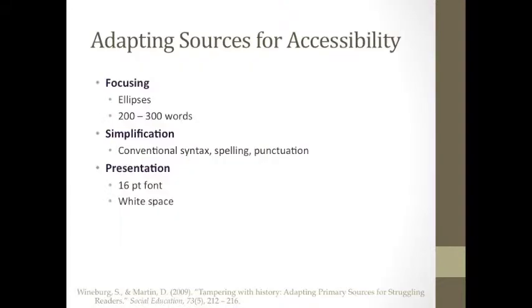So you want to think about how you might adapt a primary source if you're using it for a close read and for informationals as an informational text. Things that you might think about when adapting sources is to focus the attention, creating small chunks. So using ellipses, cutting out pieces of sentences, 200 to 300 words as a maximum for a primary source piece. So thinking about how can you focus it. How can you simplify things? How can you put in conventional syntax, spelling, punctuation?